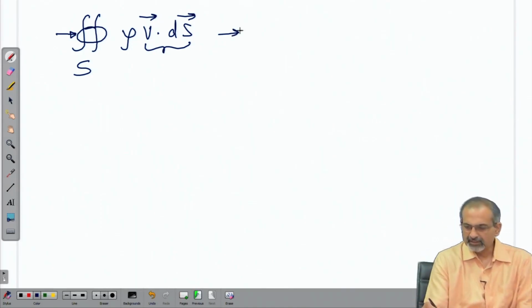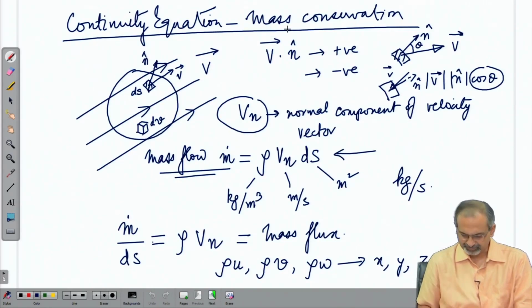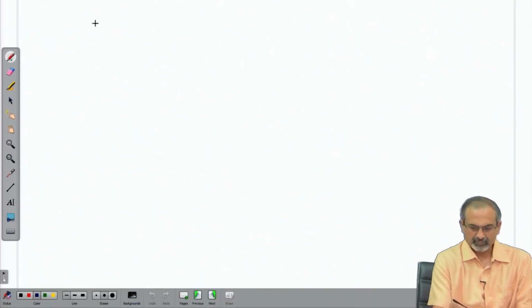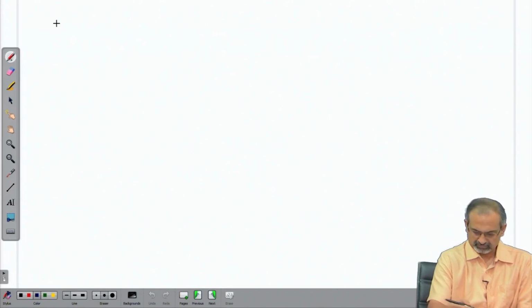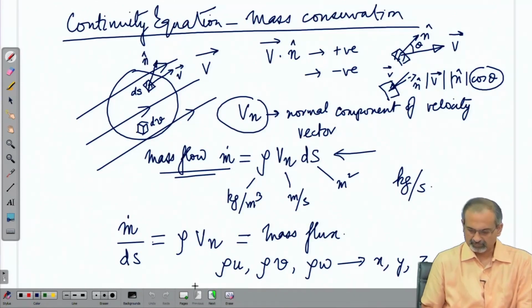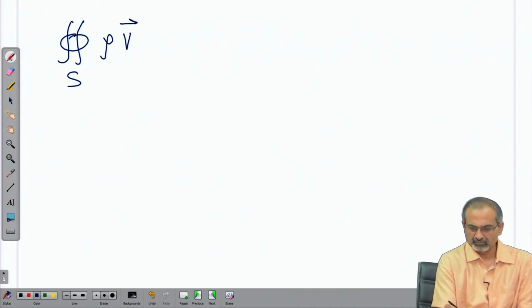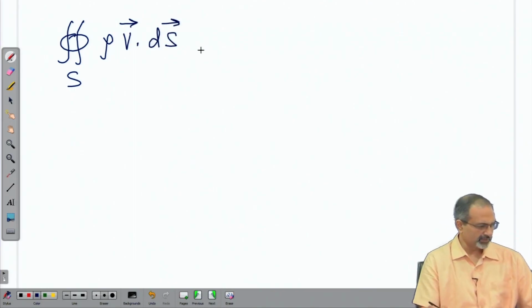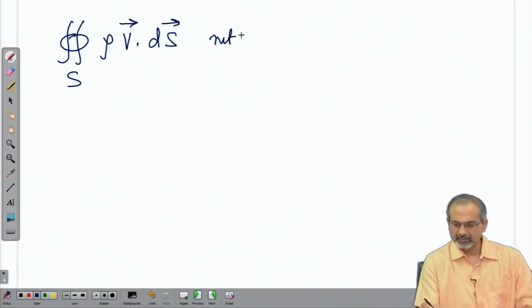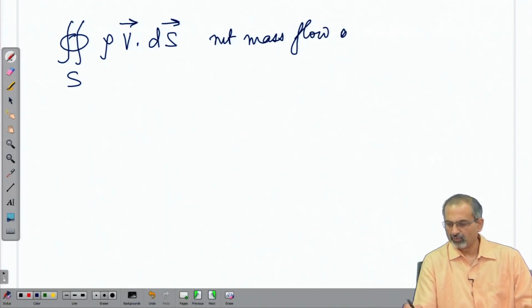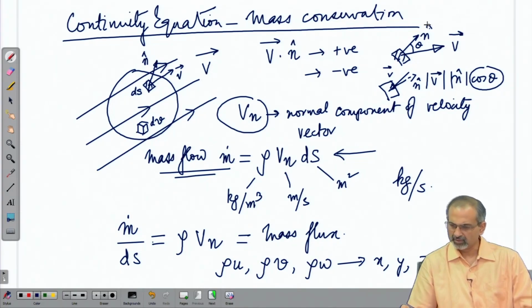So, what is this? Okay, let us write it once again. What do we get out of this? We get the net mass flow moving out of the control volume.